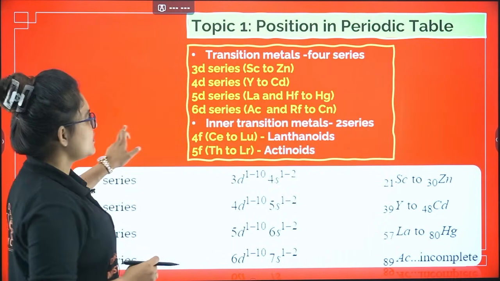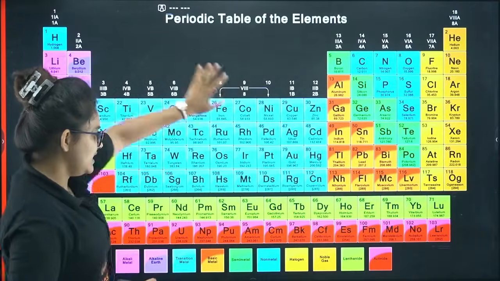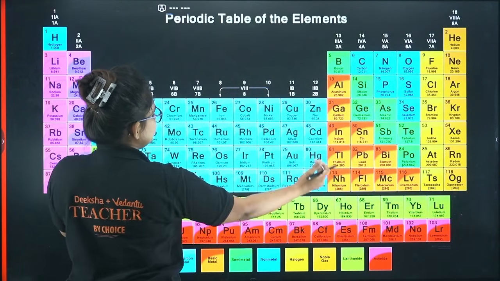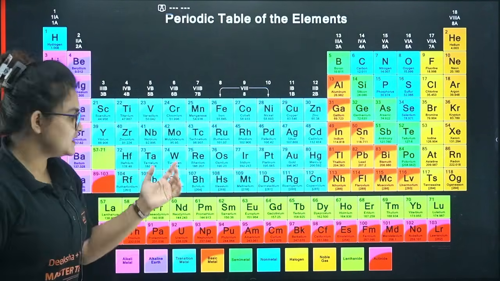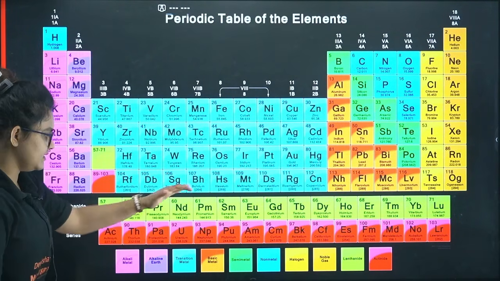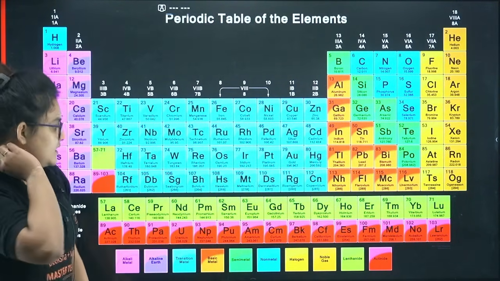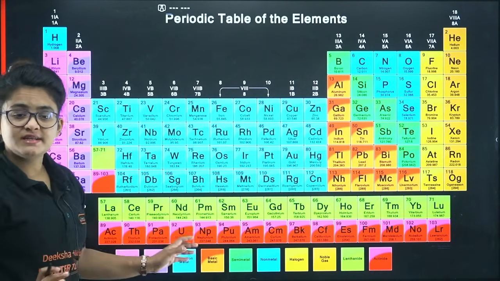This is the entire periodic table. Here you can see 3 to 12. This is the zone for the D block elements, and here we have the separate panel for the F orbitals. I guess it's clear to you, the position is clear to you.